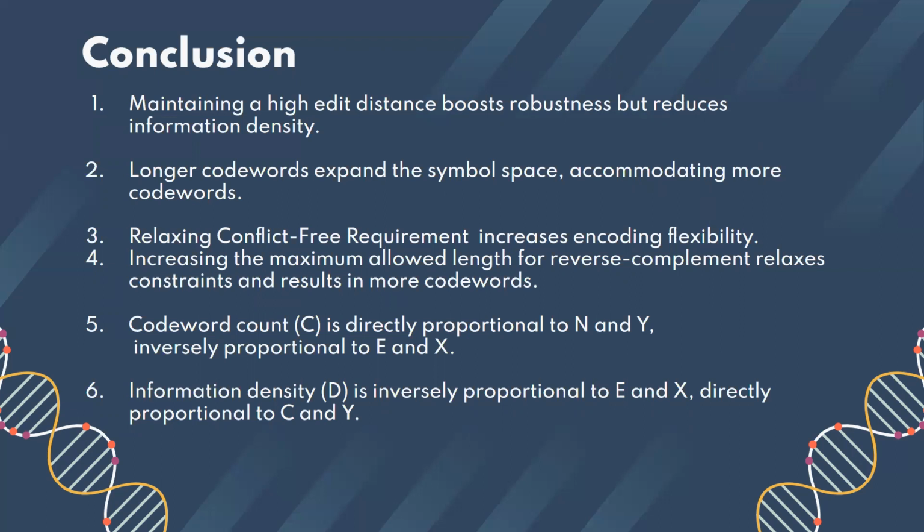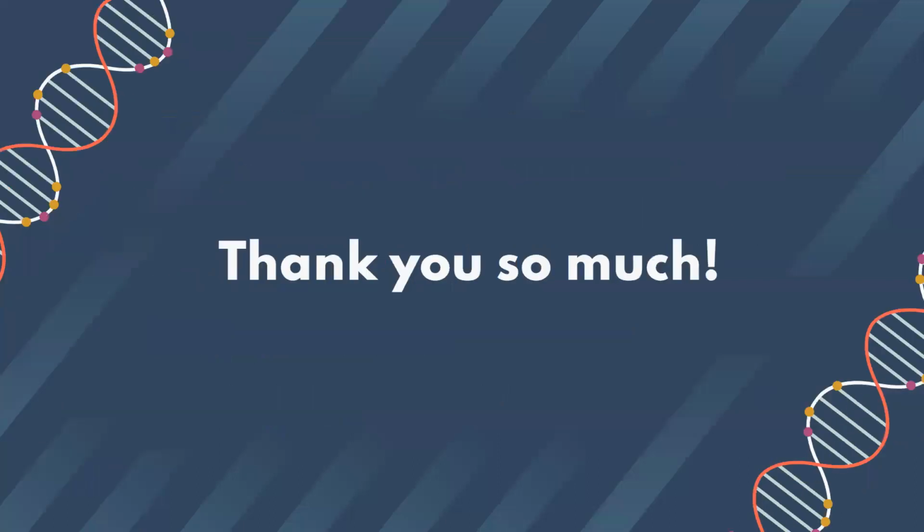Now if we relax the conflict free requirement, then encoding flexibility, which means the number of code words, will be increased because the constraint is decreased. Similarly, if the maximum allowed length for reverse complement is relaxed, then the resultant code words are also more. Now these are the mathematical terms: code word count is directly proportional to n and y, and inversely proportional to e and x. And these are the notations that we have discussed earlier in the video. And the information density is also directly proportional to n and y, and inversely proportional to e and x. So thank you so much, and now we will hop into the website.